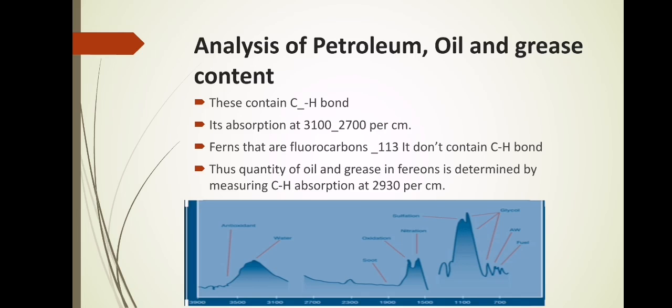These contain carbon-hydrogen bonds, and their absorptions are at 3100 to 2700 per centimeter. Freons, which are called fluorocarbons, have an absorption band at 1130 and don't contain carbon-hydrogen bonds. Thus, the quantity of oil and grease in freons is determined by measuring carbon-hydrogen absorption at 2930 per centimeter.